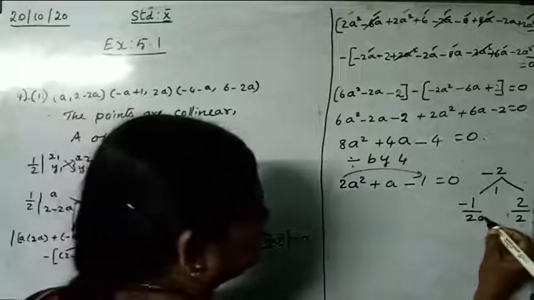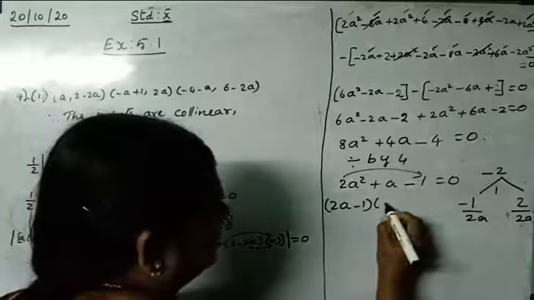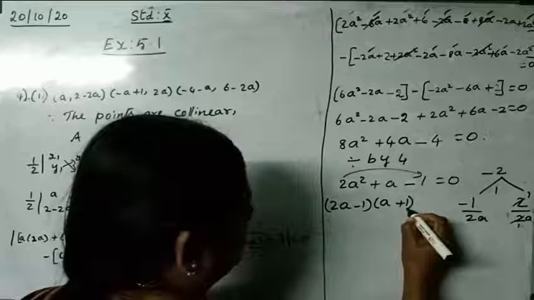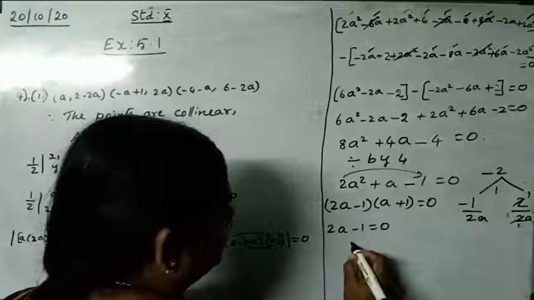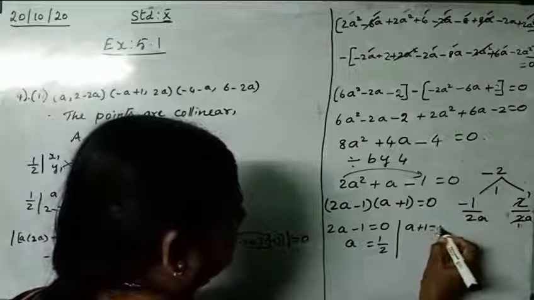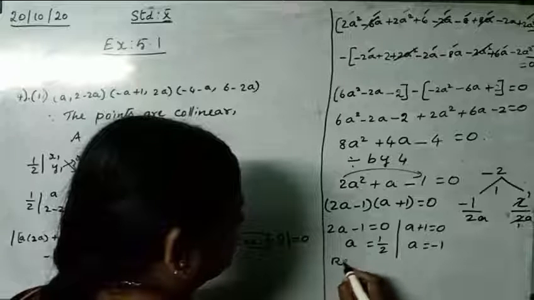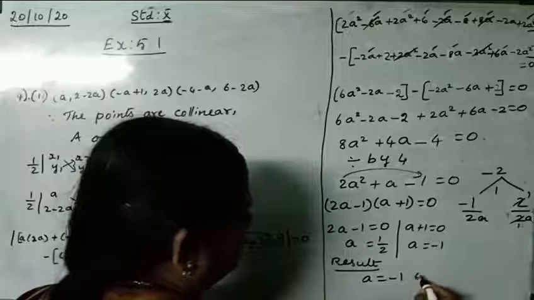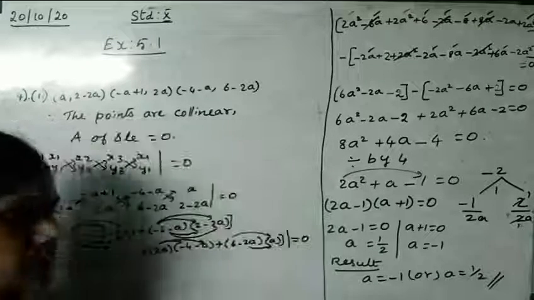The coefficient is 2. So the factors are 2a minus 1 and a plus 1 is equal to 0. So 2a minus 1 equal to 0. Therefore a equal to 1 by 2. The other factor is a plus 1 equal to 0. Therefore a equal to minus 1. So the result: a is equal to minus 1 or a is equal to 1 by 2 is the answer. Thank you.